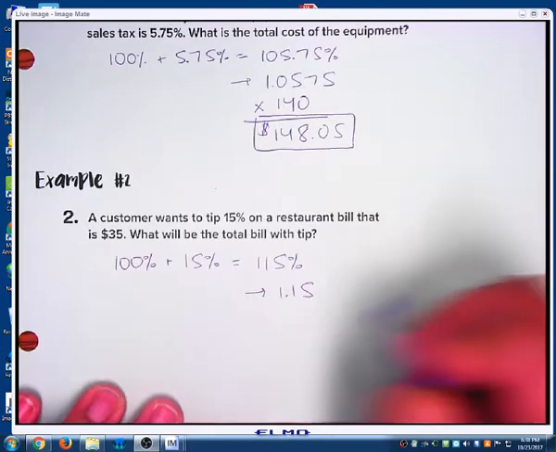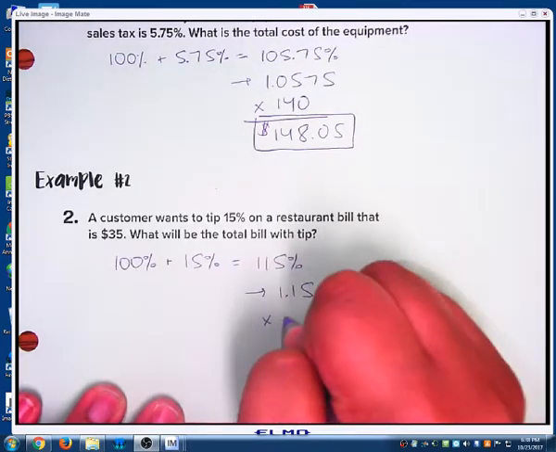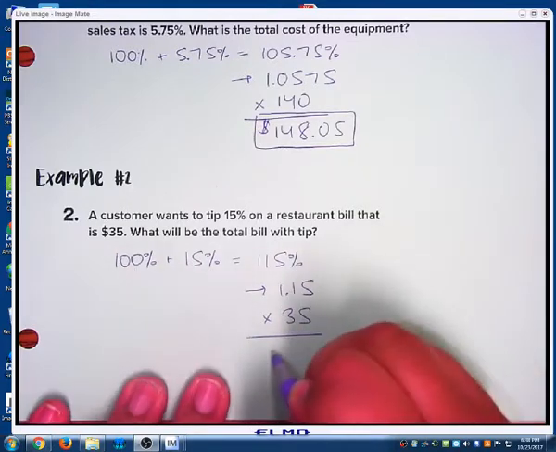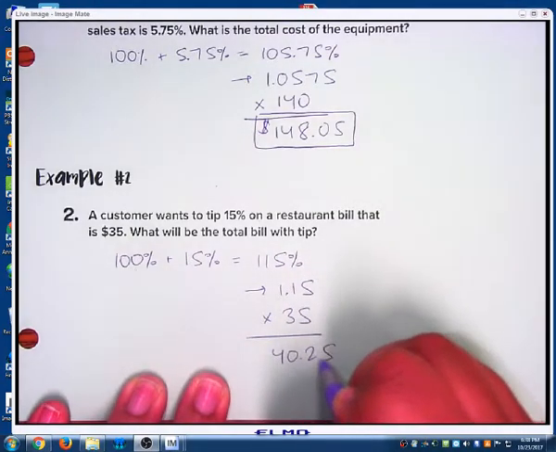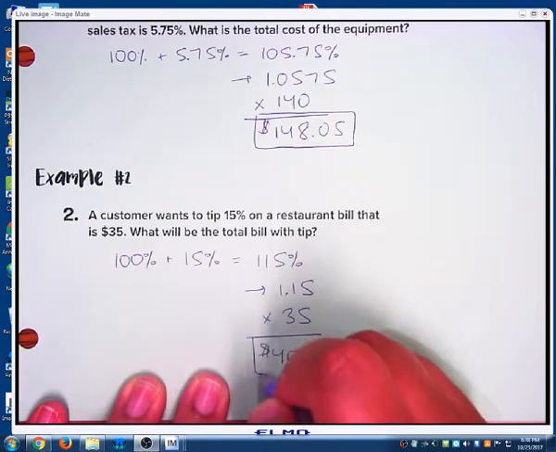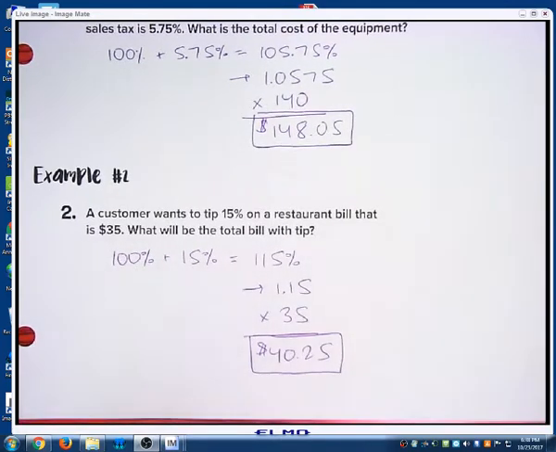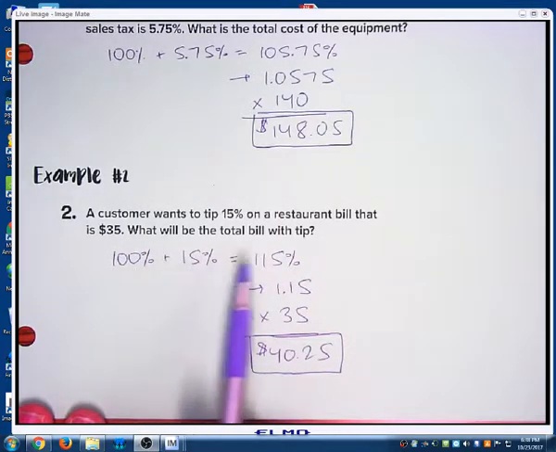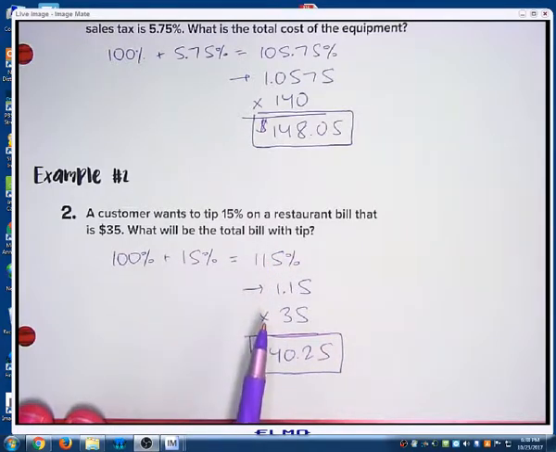And then all I do is I take that and I multiply it by my original amount, which is 35. And I put it into my calculator. 1.15 times 35 equals $40.25. And that is my answer. So that is pretty much it. Add 100% plus your tax or tip, you get a number, change it to a decimal, you multiply by the original amount to get your final answer.